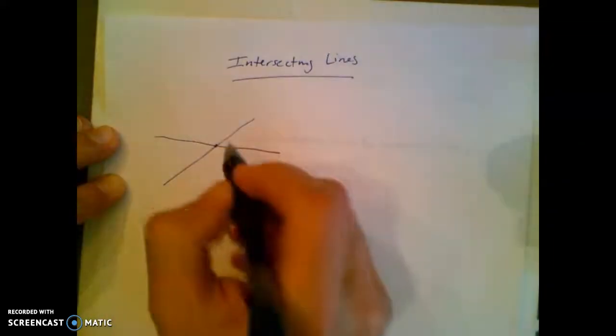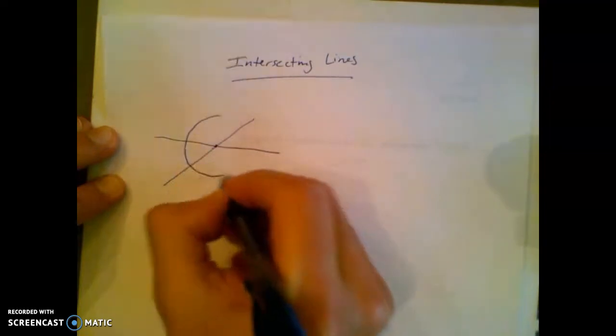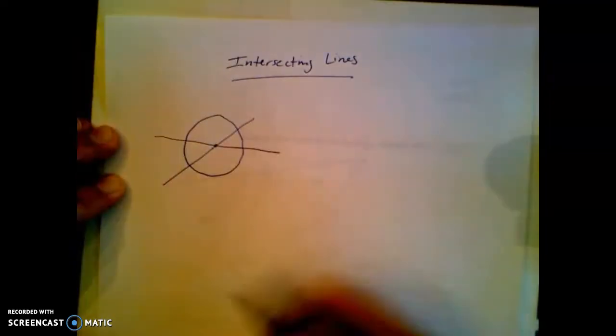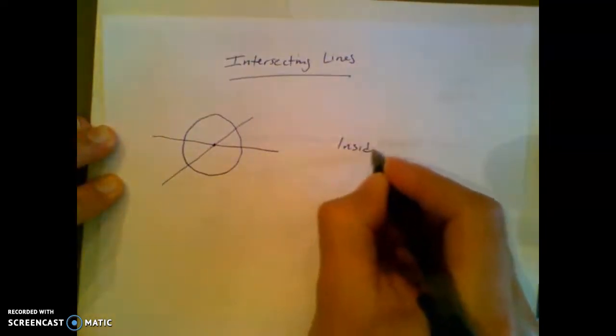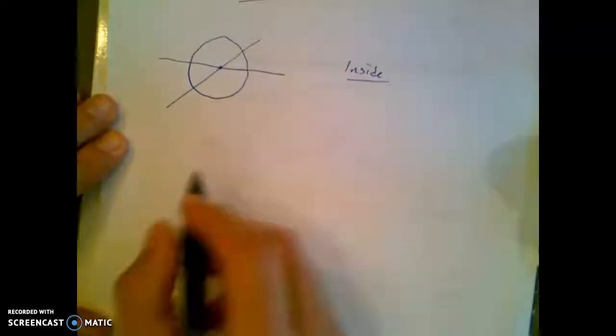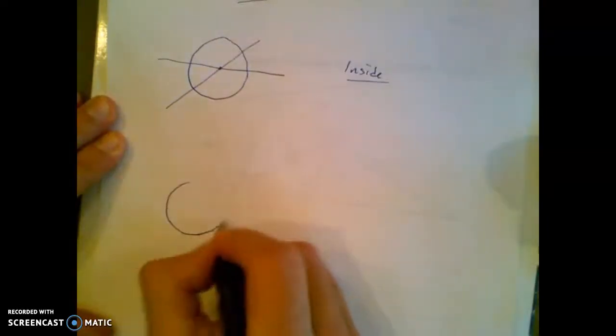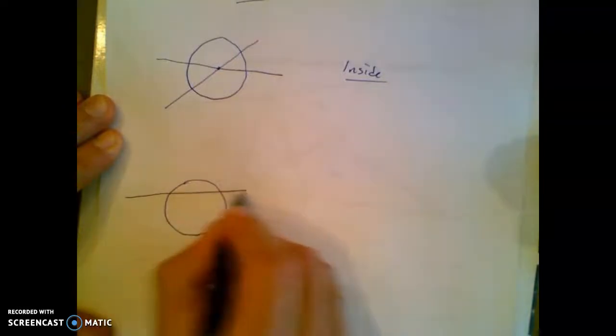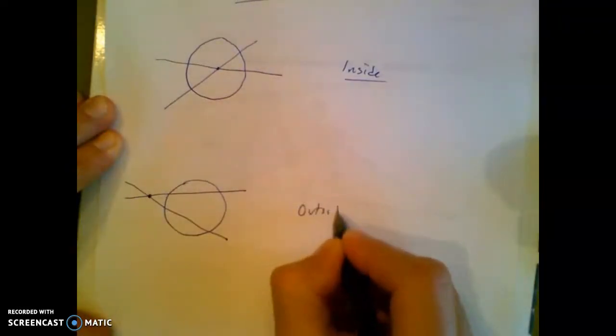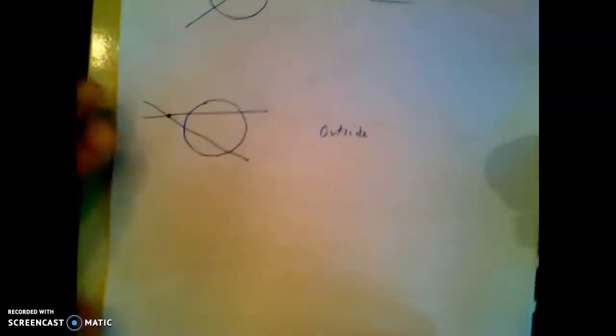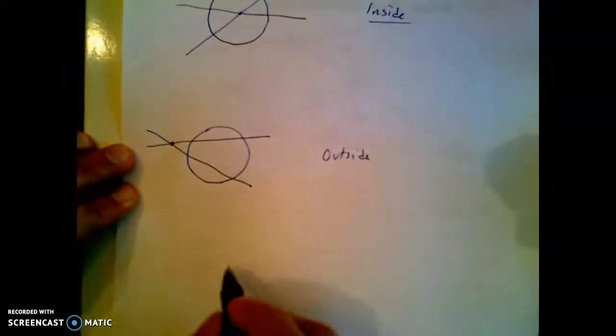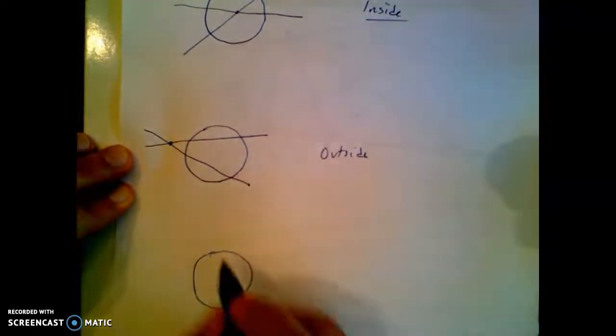That point of intersection could happen inside the circle, which would look like this. It could also happen outside the circle, which would look like this. So this is outside. Or the last place it could happen is on the circle. That would look like this.